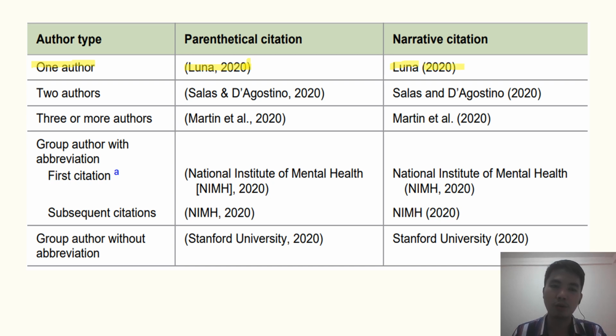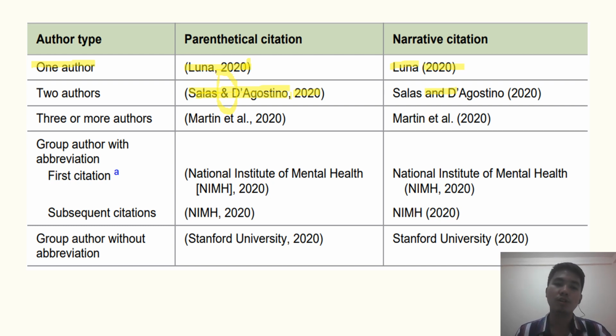For two or more authors, still, naka-enclose sa loob ng parenthesis yung pangalan ng dalawang author, followed by comma and the year. For your narrative citations, we do not use ampersand. Ang tawag po natin dito sa symbol is your ampersand. But for your narrative citation, we spell out the symbol na "and." Okay, so we spell out in words.